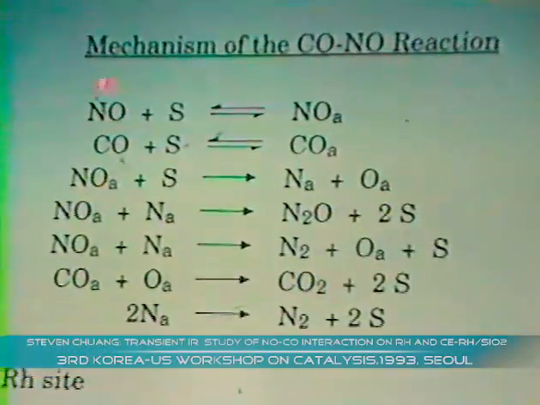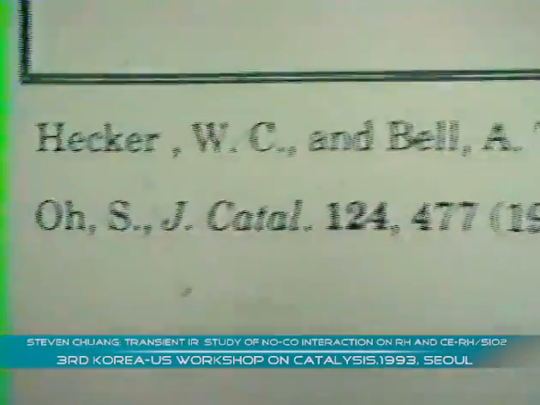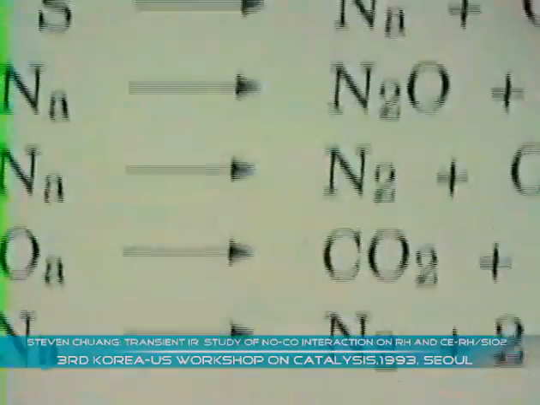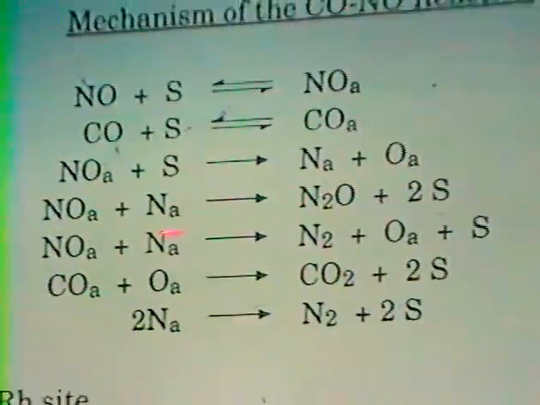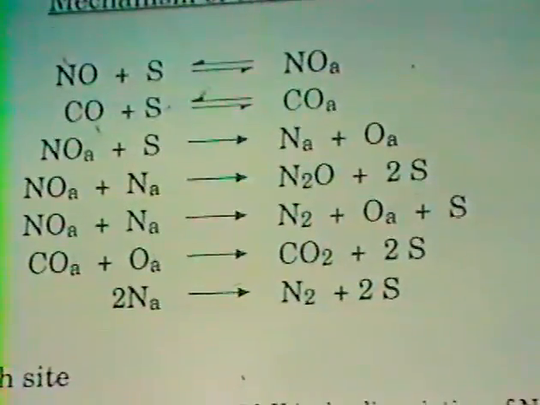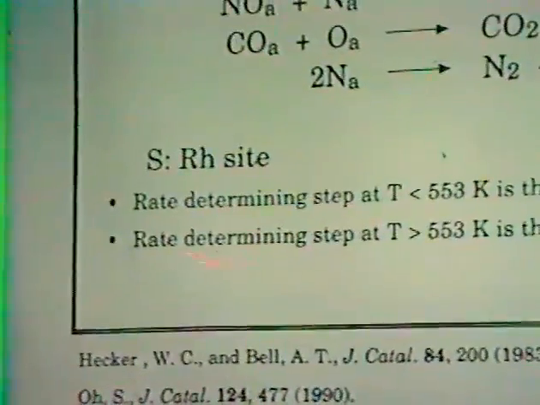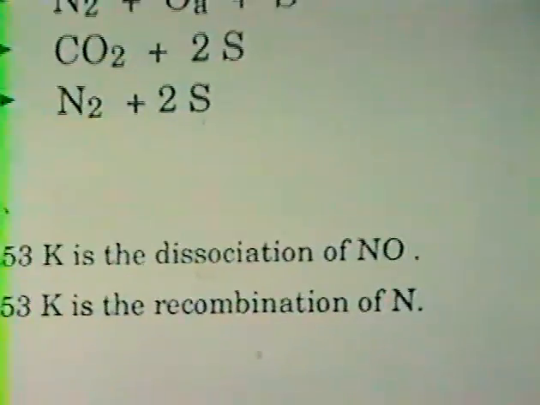The first step involves the adsorption of NO and the adsorption of CO to form adsorbed species. This adsorbed NO can dissociate to form adsorbed nitrogen and adsorbed oxygen, and the adsorbed oxygen can react with adsorbed CO to form carbon dioxide. These adsorbed N species can also react with adsorbed NO to form N2O or N2 species. It has been proposed that at temperatures below 553, the dissociation of NO may be a rate-determining step, and at temperatures above 553, the recombination of N2 may be a rate-determining step.